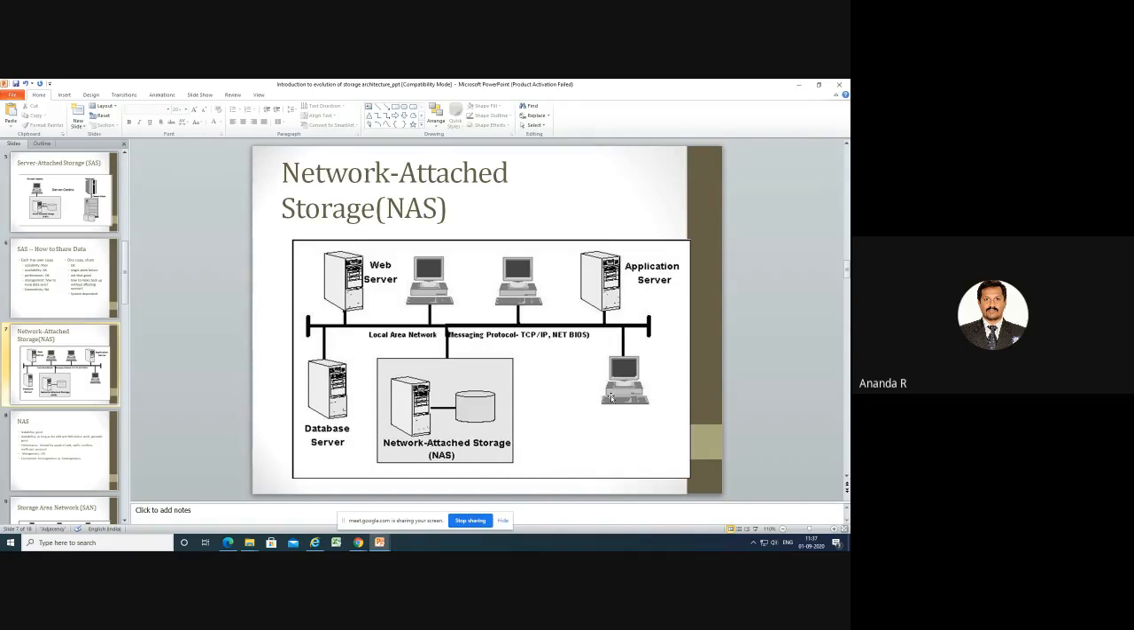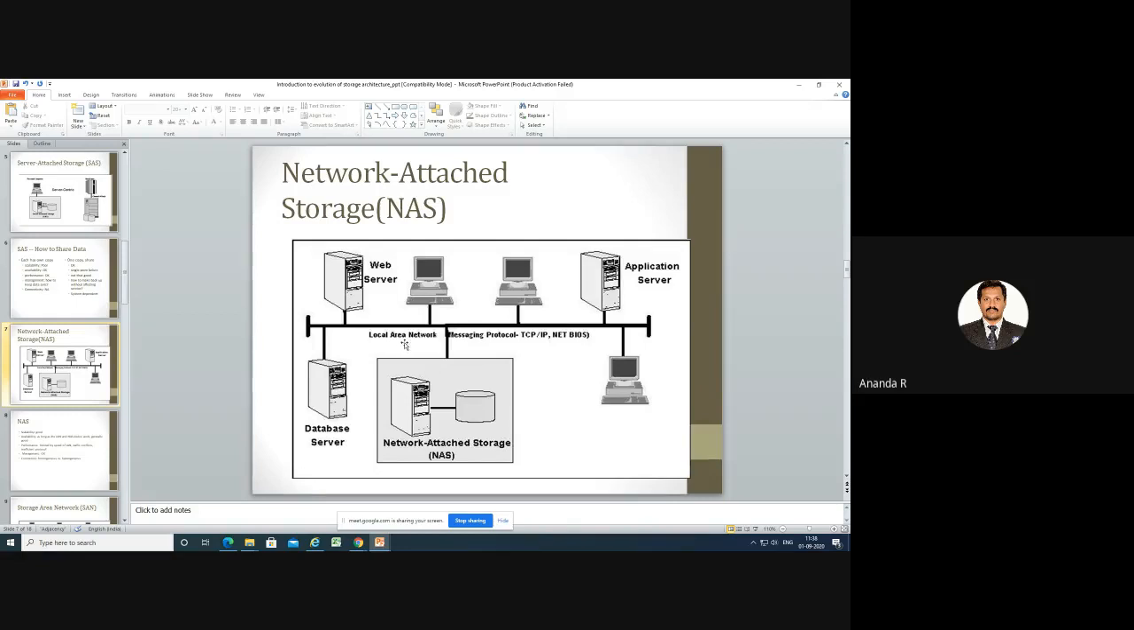We have a web server that is connected. Then there is one PC, a personal computer connected, and one more computer connected. Then an application server is there. The web server is separately connected, and the application server is separately connected. There is one more personal computer connected. Then a database server is there, also connected. The network attached storage, NAS, is separately connected.